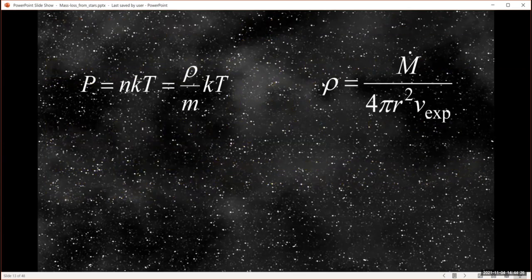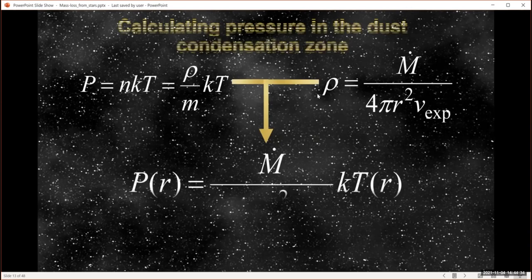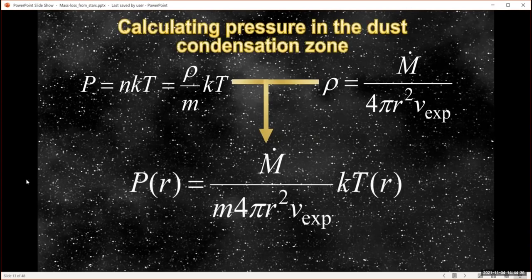Here again is that rho is a function of distance from the star, and here we have pressure and temperature related through density. And so we can put those together and we get an equation that looks like this. So we've got pressure at point r is related to temperature at point r by this equation, where we have the mass loss rate and the expansion velocity and the distance r and the mass of the particles.